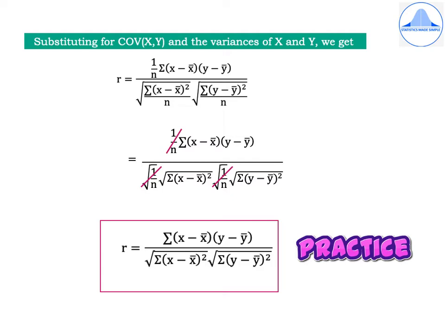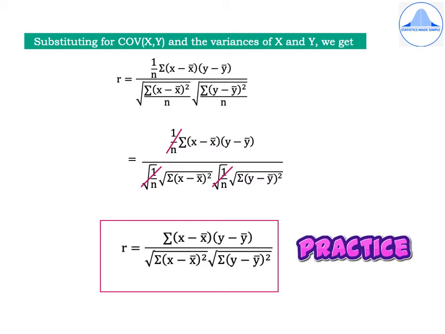Simplifying, you get R equal to 1 by n into summation x minus x bar into y minus y bar divided by, in the denominator, you can write this step as root of 1 by n into root of summation x minus x bar the whole square into root of 1 by n into root of summation y minus y bar the whole square. Now in the denominator, root of 1 by n into root of 1 by n gives us 1 by n, which gets cancelled with the term in the numerator.